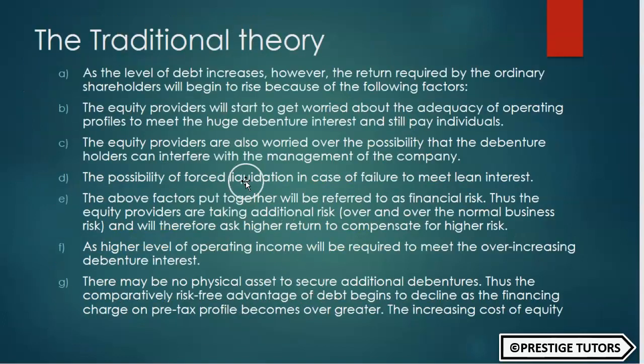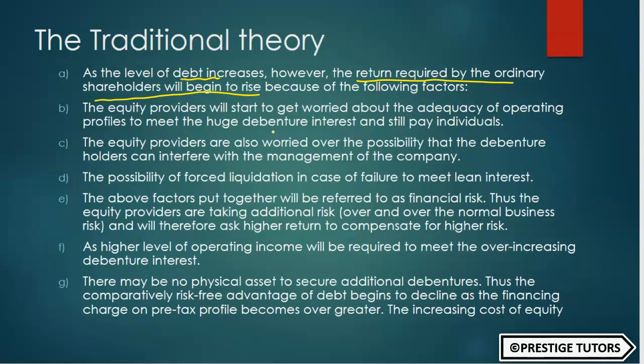Now, let's go to the traditional theory. It's telling us that as the debt of a company increases, what happens? The return required by the ordinary shareholders will begin to rise. The more debt you take, the more cost of equity you are going to pay. Why this? Equity shareholders are the owners of the company. They put their resources down to do business. For instance, if they have requested 10%, and you have gone ahead to say, okay, because of expansion, I want to go and borrow debt.